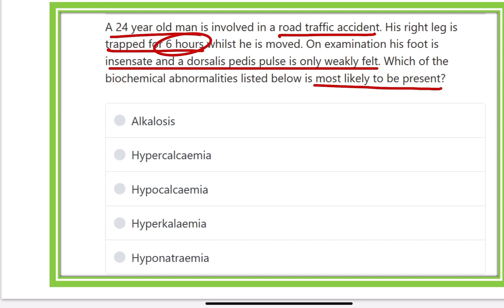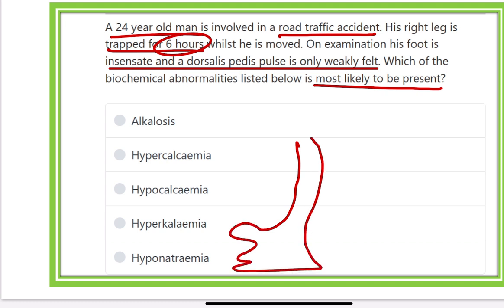First of all, here we can see a 24-year-old man who underwent a road traffic accident and his foot was trapped for 6 hours. When a foot is trapped for 6 hours, that means there is necrosis, or death of the muscle tissue.